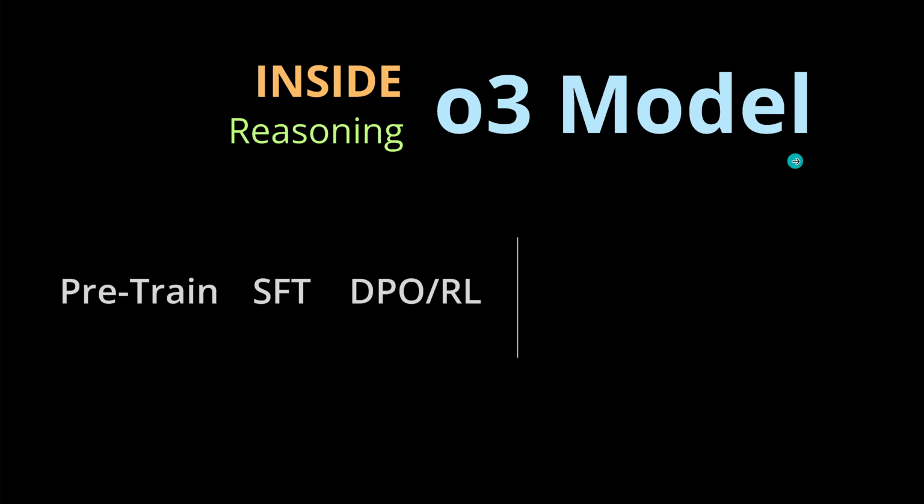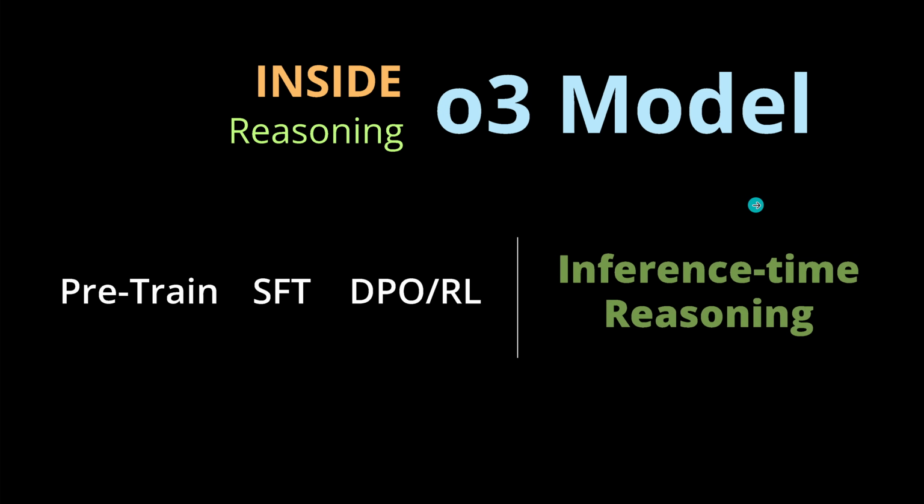Hello community. I want to know how the O3 model from OpenAI functions inside. What is happening in this reasoning process? I want to look at the complete model, so I start with the pre-training, the supervised fine-tuning, the DPO, the reinforcement learning, and I look in particular at the inference time reasoning process.